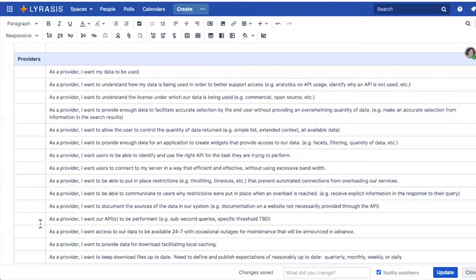Okay. As a provider, I want our API to be performant. And I gave the example of sub-second queries. I do think that's somewhat going to be dependent on the data, but I think that's a very good aspirational goal, to always be sub-second queries.